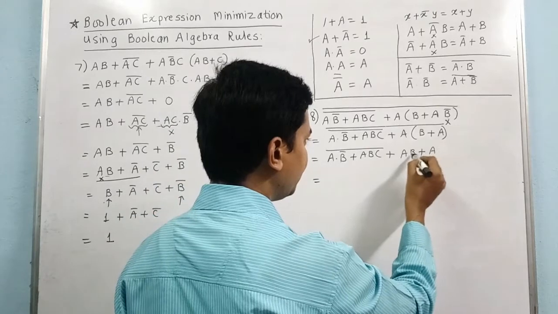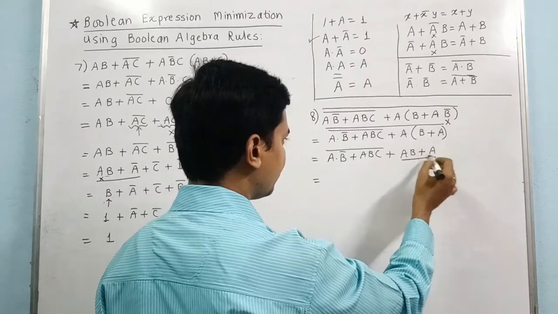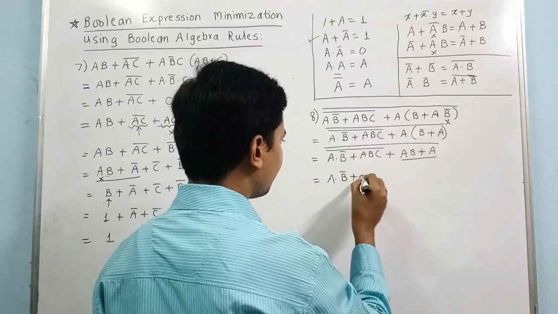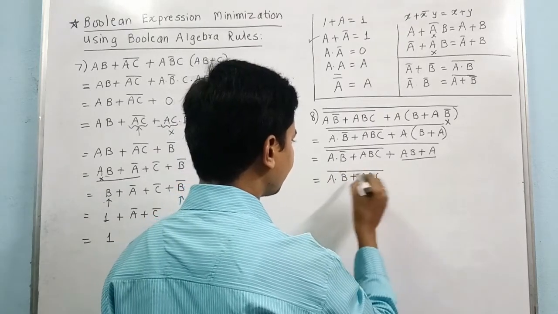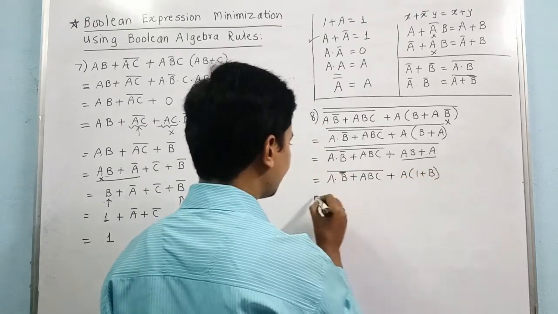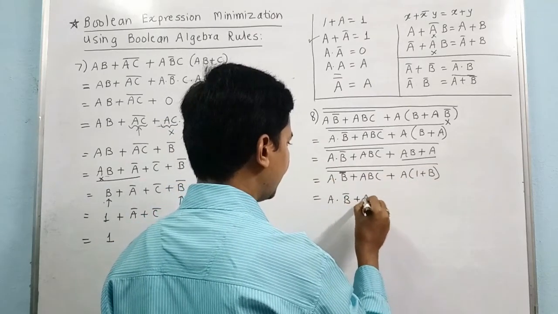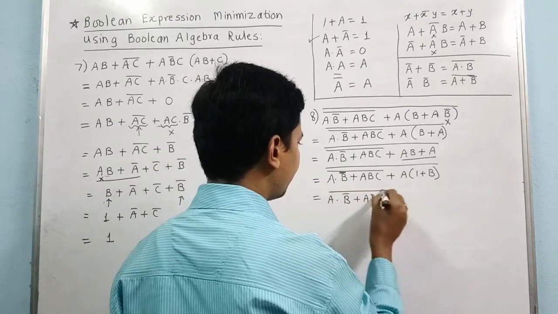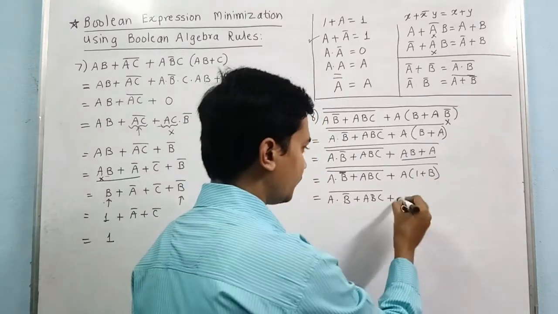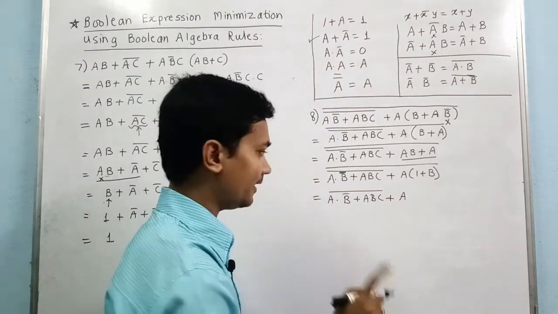Now I will take common from this third and fourth expression term. So a dot b bar plus abc whole bar plus a into 1 plus b. Okay, now next, a dot b bar plus abc bar, now a into 1 plus b, so 1 plus anything is always 1. Okay, so I will simply write here a dot 1 is equal to what? A dot 1 is always a.